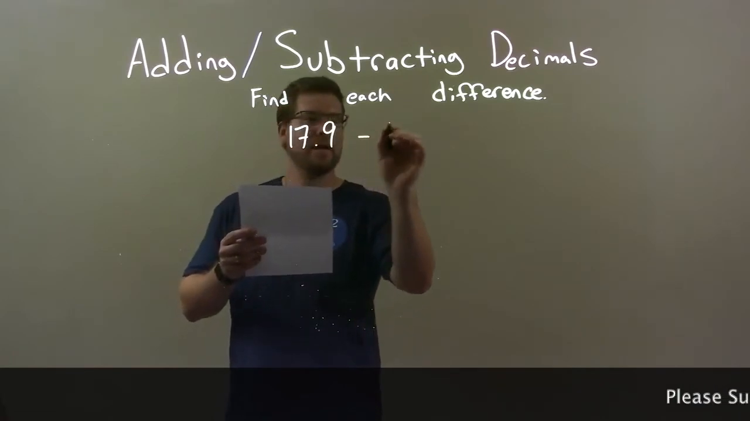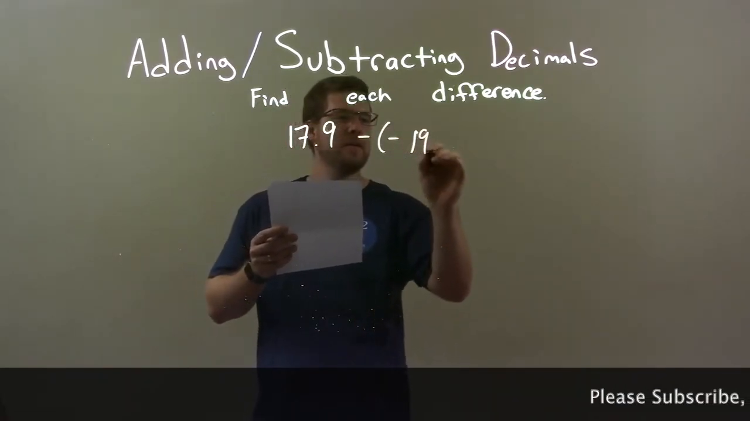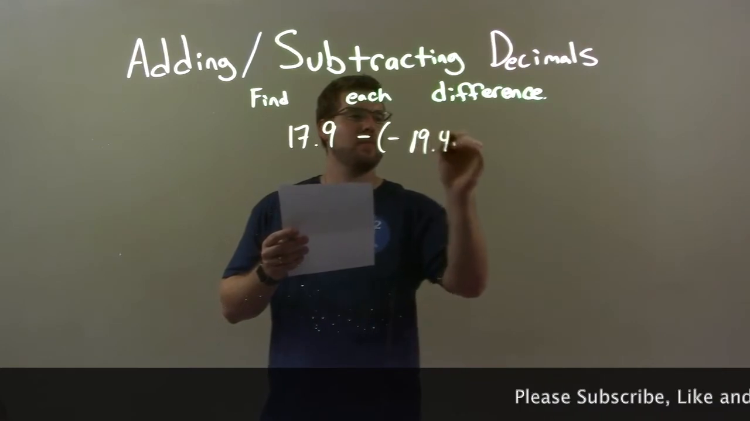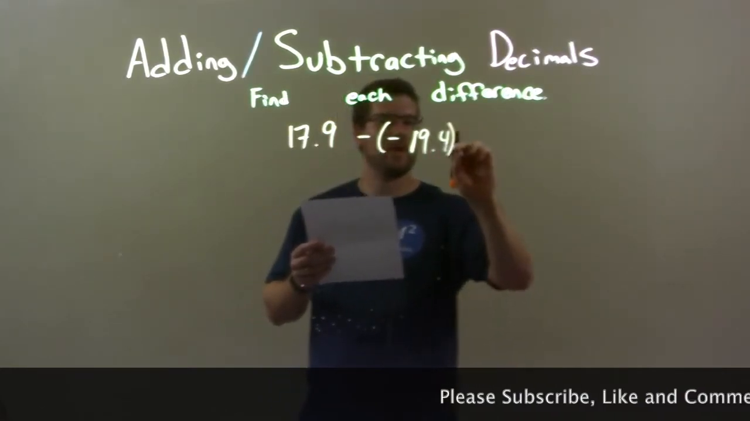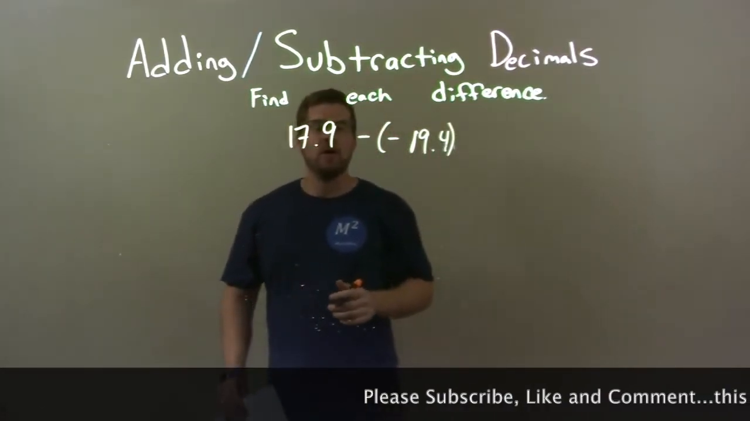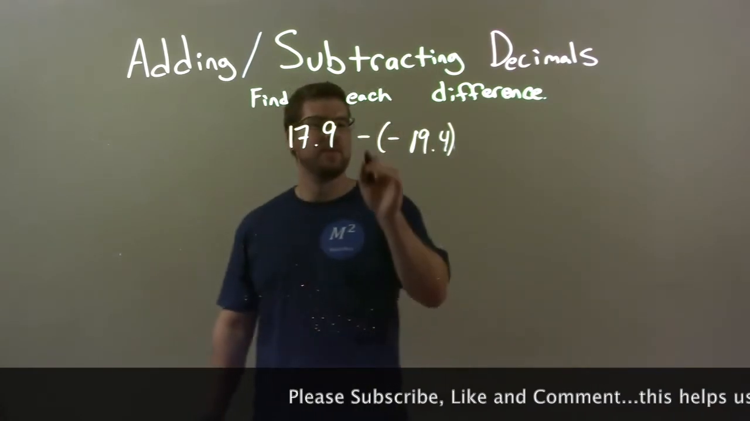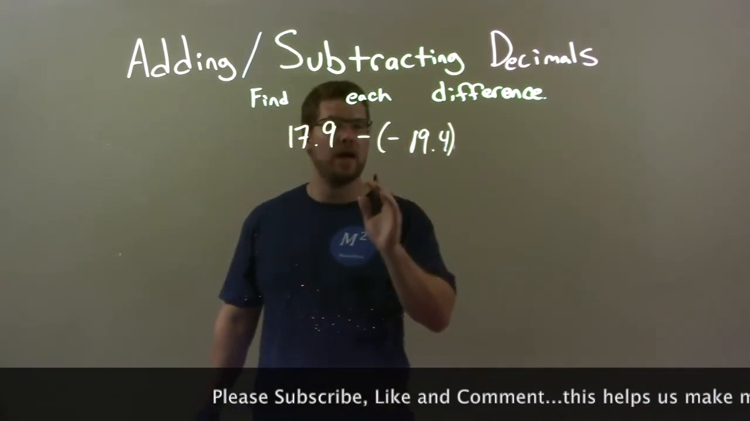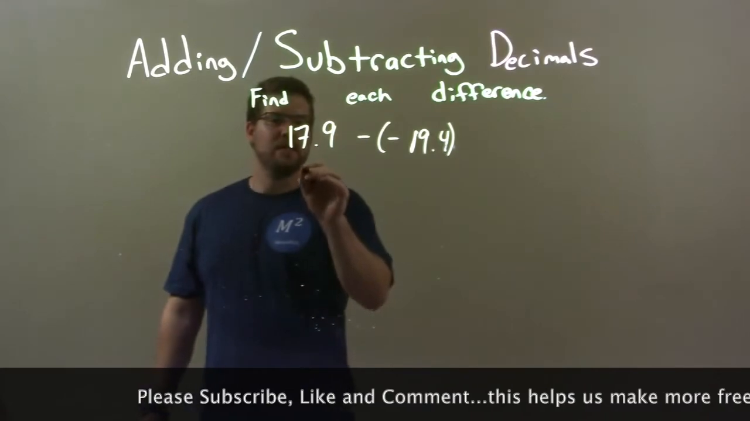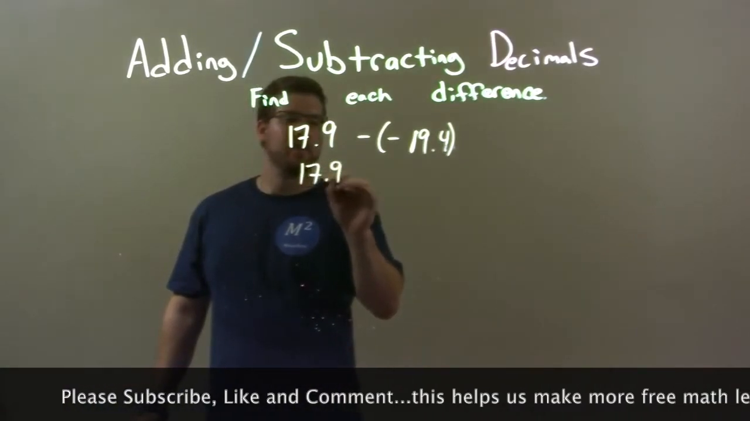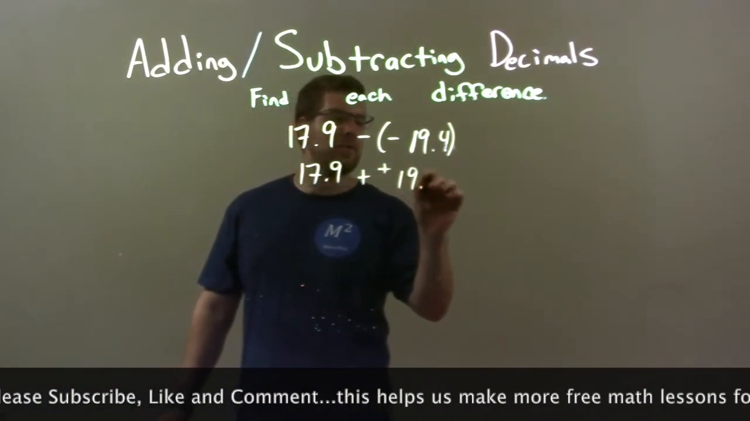17.9 minus a negative 19.4. Okay, with 19.4 right there. Okay, there we go. So, fun thing with this. Subtracting a negative is the same thing as adding a positive. So we have 17.9 plus a positive 19.4.